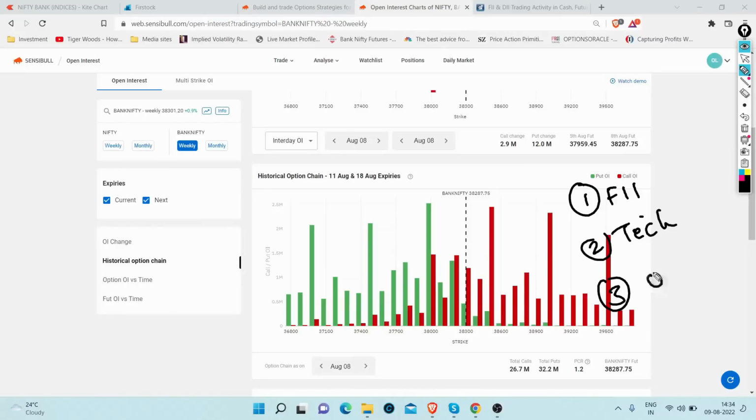On top of this, we also have the risk to reward in our favor. The risk to reward can be anywhere between 1:3 or 1:2. So the risk to reward is in our favor, the probability is in our favor. That's the reason we ended up going for the 38,500 short straddle, naked, which is a bullish trade.